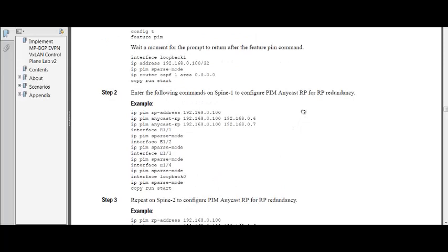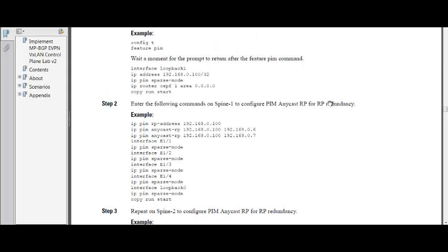For this command ip pim anycast-rp. Anycast means nearest RP. Anycast means the address can be duplicated. It means both .6 and .7, both the spines, have the same IP address. And for leaf 1, if spine 1 is nearest, it will use spine 1. If spine 2 is nearest, it will use spine 2. If both are nearest, it will use both, but the address is the same. That is what is called Anycast. Anycast means one to the closest.